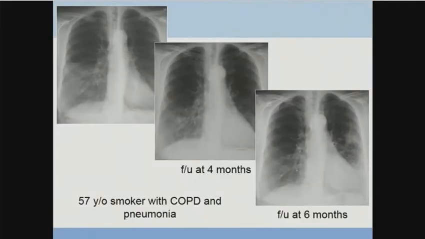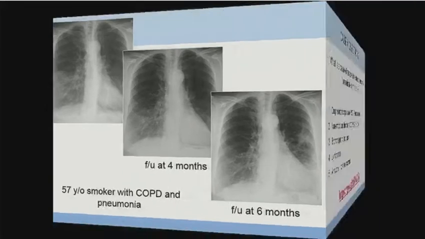This is one example, a 57-year-old smoker with COPD and pneumonia. You see the pneumonia in the middle lobe, also part of the lower lobe. This is 4 months later. It regresses, but it's still there, and it's 6 months later until this has completely resolved. By that time, which is not untypical for smokers, there's another abnormality, another pneumonia in the left lung, and that's a very characteristic course of disease.